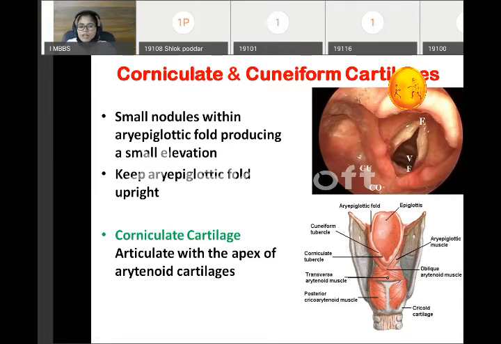This corniculate cartilage articulates below with the apex of the arytenoid cartilage, and they keep the aryepiglottic fold upright. So whenever food is passing through the piriform fossa, it is prevented from entering the laryngeal cavity. So it gives support to the aryepiglottic fold and keeps it upright.